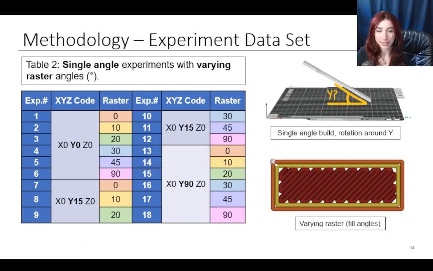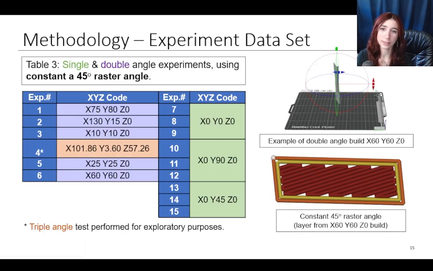When it comes to our experiment dataset, we have run single angle experiments with varying and constant raster angles, as well as double angle experiments. The summary of this table is that we have 3 build orientations rotated about the y-axis, with varying raster angles going up by 10, between 0 and 30, as well as 45 and 90-degree raster angles. Our single and double angle experiments with constant rasters have explored these double angle orientations, a singular triple angle test out of curiosity, as well as these 3 normal orientations to provide a benchmark for our tests.